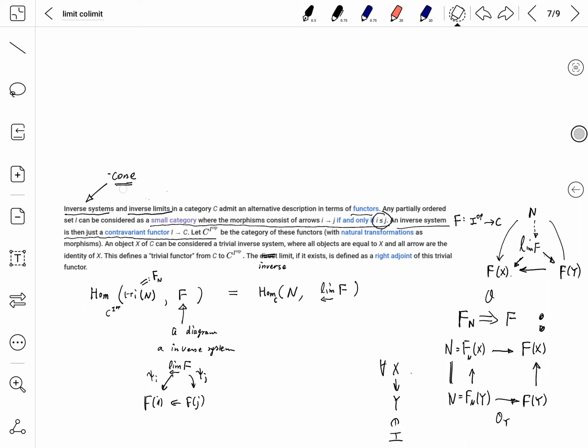So, sorry, we should not say this is a cone. It's a diagram, actually. A diagram before. And you know, C^(I op) to be the category of these functors, which means those diagrams. And then it forms a category with natural transformations. Transformations of F, of diagram. I'm just saying of F as a functor.